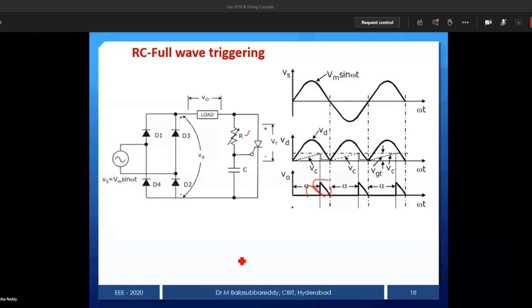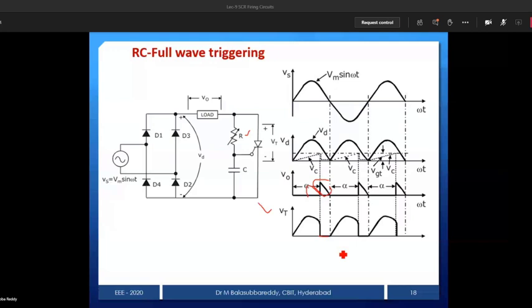Then the voltage across the device is just the reverse. Here it is 0, you will get the same as the source, and here it is conducting, the output will be 0. One thing you remember: in most cases, when output is present, the voltage across the device will be 0. If the output is 0, the voltage across the device is the same as the source voltage. With this logic you can get it.